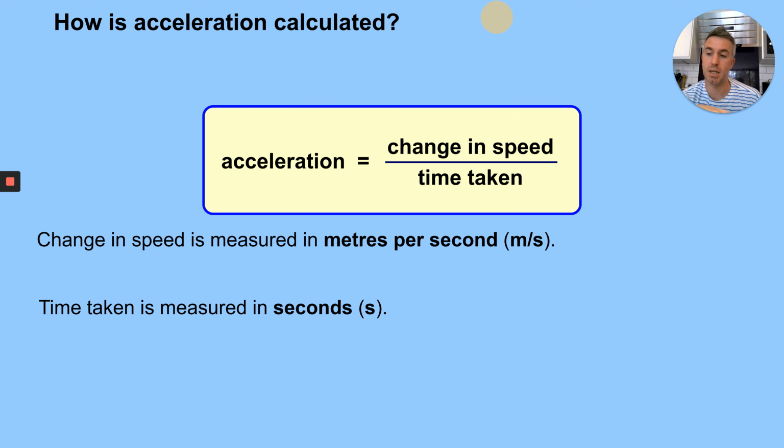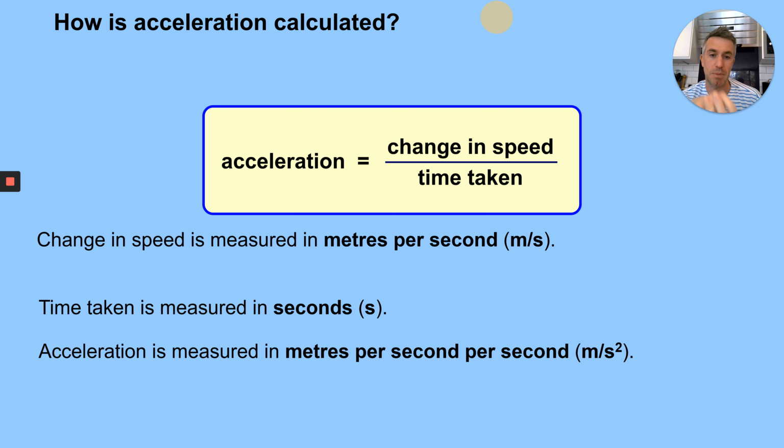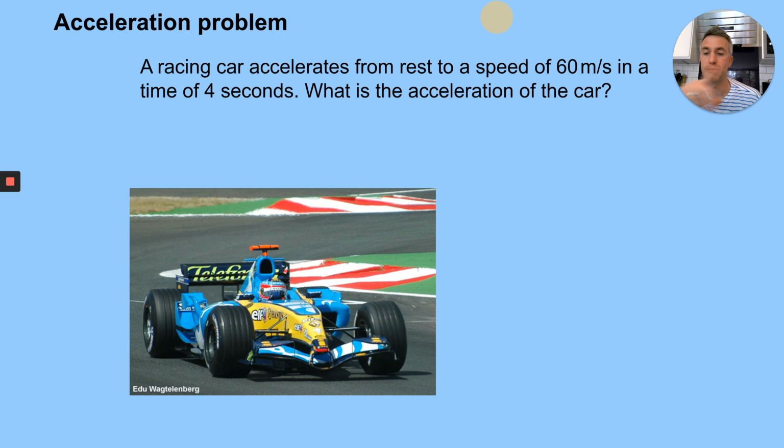Oh, forgot to say, acceleration is measured in meters per second squared, because speed is in meters per second, that's on the top, and time taken is in seconds. So you've got meters per second divided by seconds, which makes meters per second squared. So here we go.